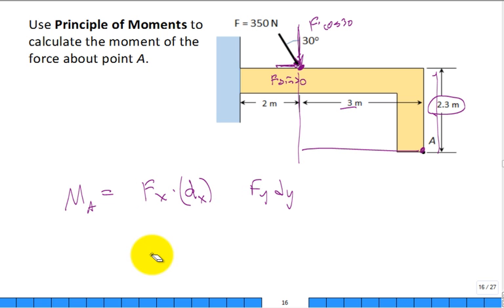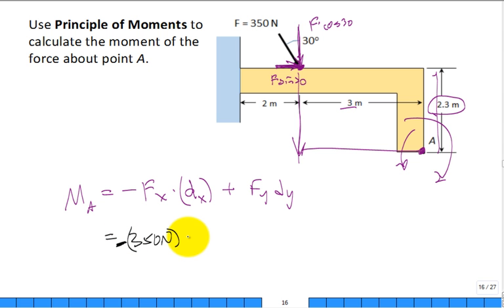So let's just do this one. F of x is going that way, positive. Which way is it going to want to rotate around A? In the negative sense. And then what about the F of y coming down? Which way does it want to rotate around A? In the positive sense.